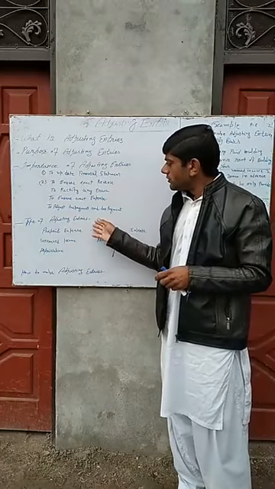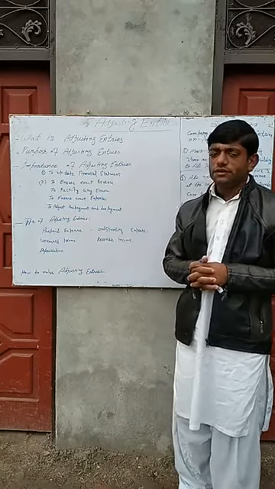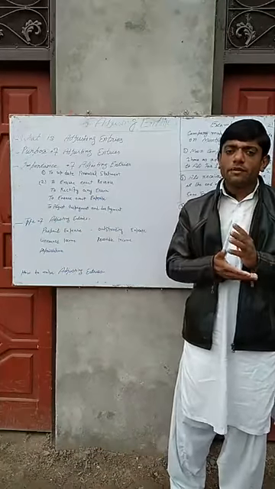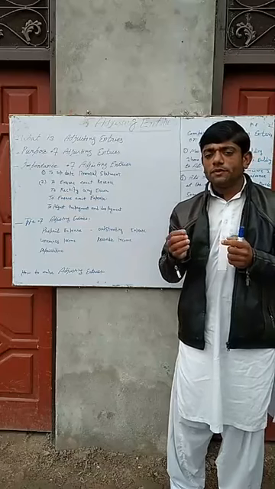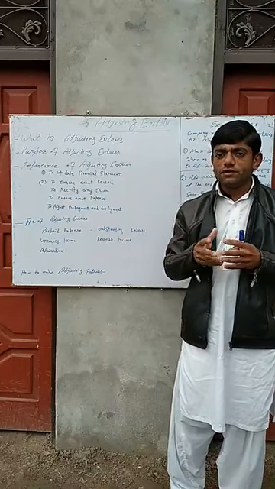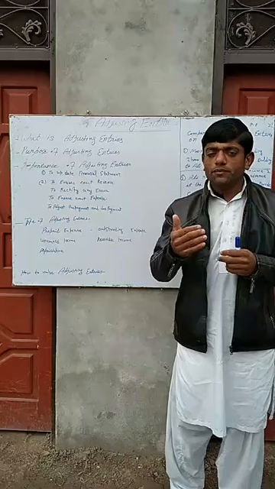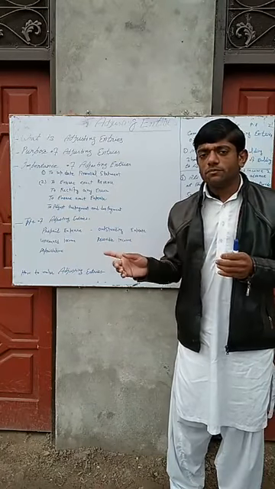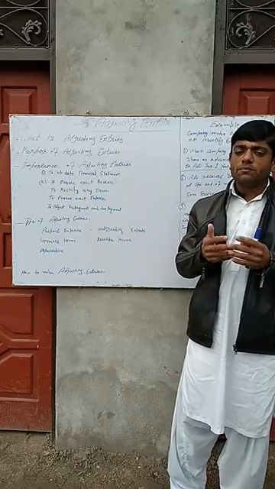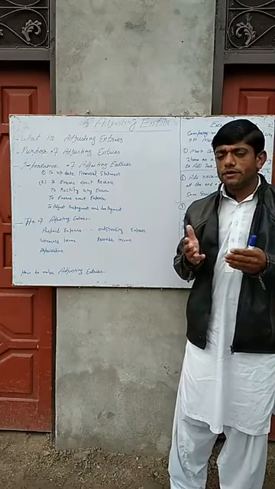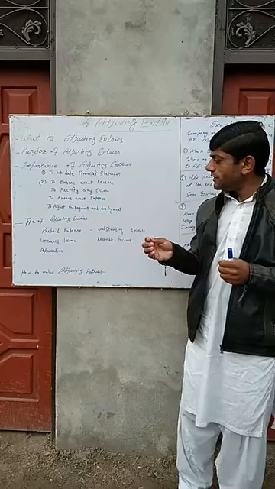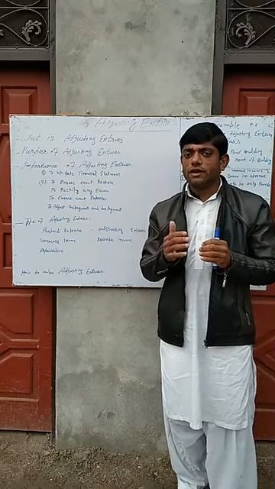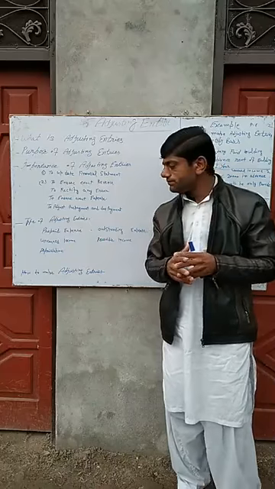Next, types of adjusting entries. First, prepaid expense. Prepaid expenses are expenses which we paid in advance. It means, for example, we paid rent for 6 months in advance. That is our prepaid rent, also called advance rent. Prepaid rent means payment in advance, but the advantage of that rent is not yet received.